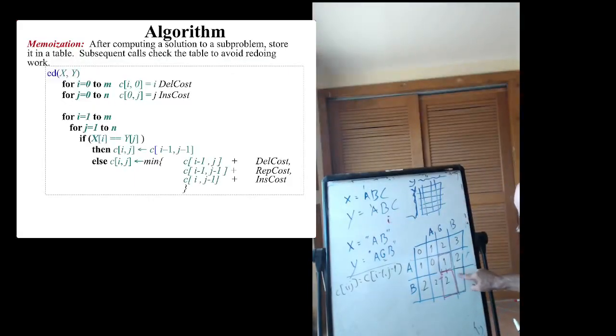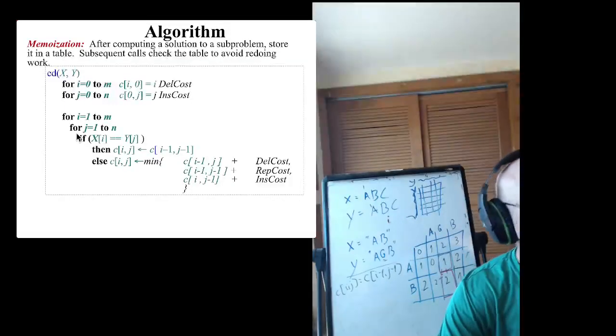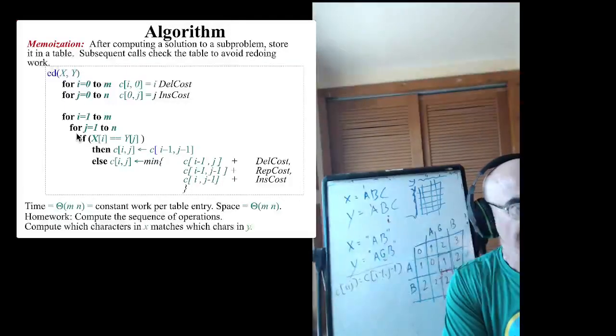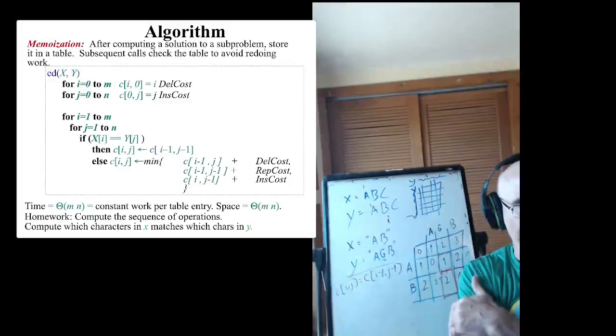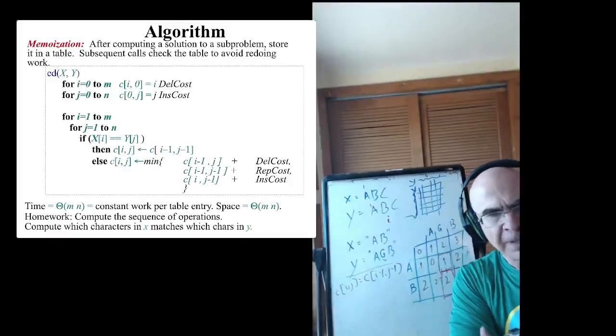So good. So we have the 1 over here, at the B to the B. So Cij is just Ci minus 1, j minus 1, no penalty, making it 1 as well. So it makes sense that to go from AB into AGB costs me 1 insertion. And yeah, time and space, again, the time of keeping this array all together.